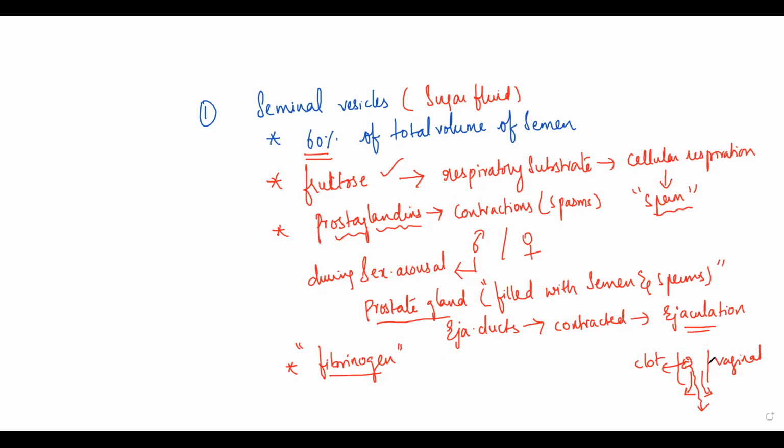Otherwise this would prevent the fertilization process. So to ensure fertilization, the sperms released should not leak out. So we have this fibrinogen which will be converted into the fibrin form, and this enables the clot of your semen. This is catalyzed by an enzyme called fibrinogenase. So these are important points that you need to remember about the secretion of the seminal vesicles.